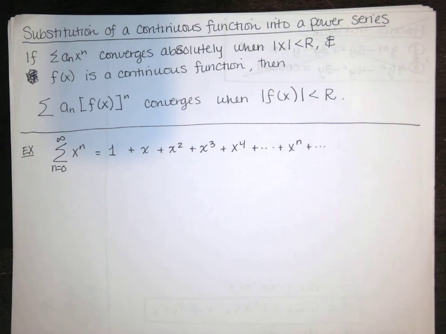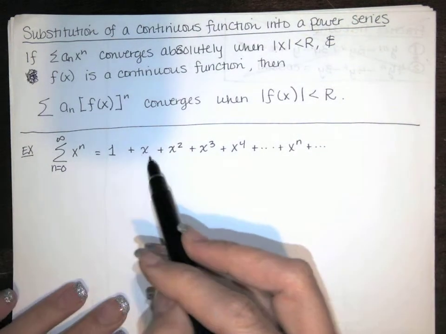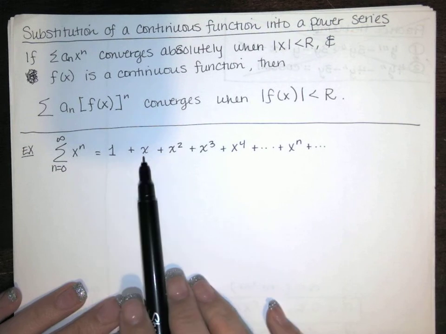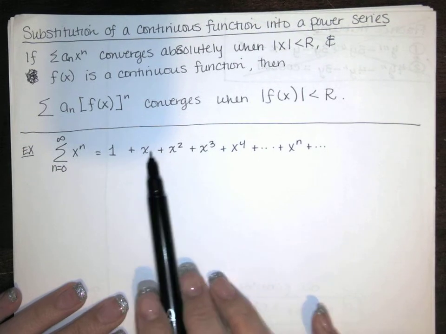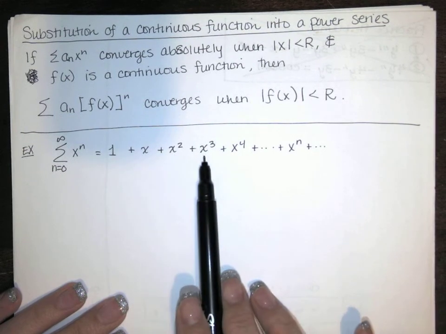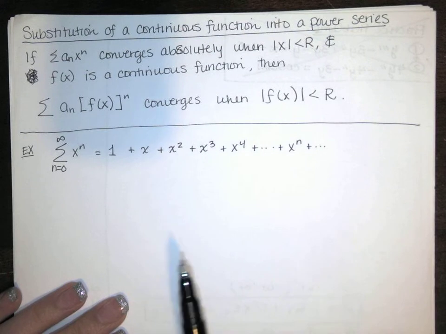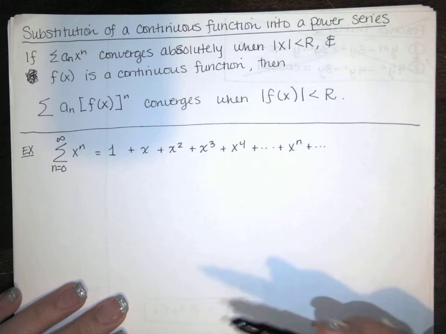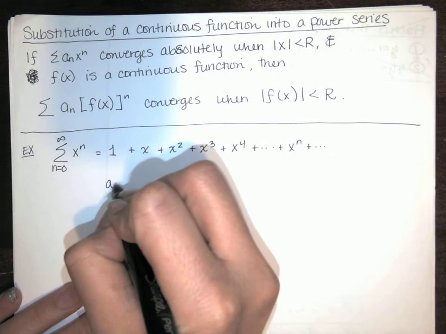Obviously, this is a geometric series because to get from term to term, I'm multiplying by x. 1 times x is x. X times x is x squared. Multiply that by x, you get x cubed. Multiply that by x, you get x to the fourth, and so on. So this is geometric. The first term is 1. The common ratio is x.